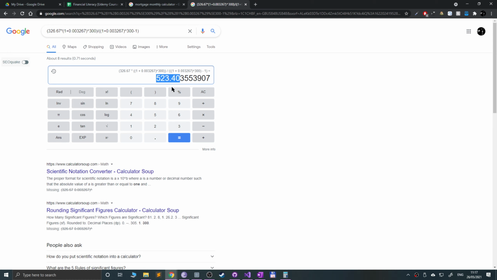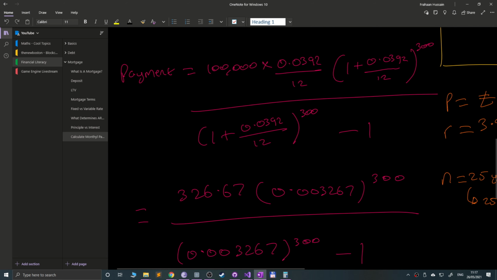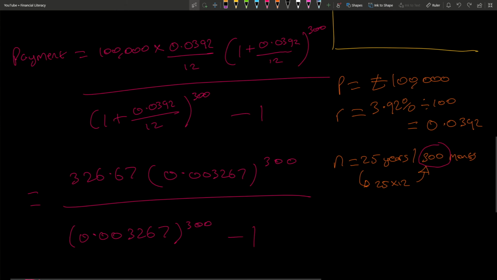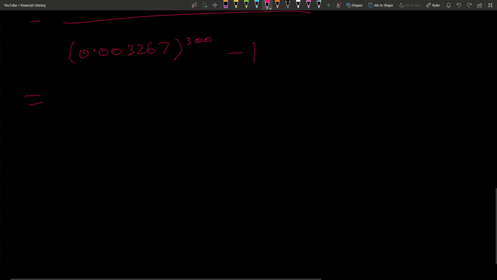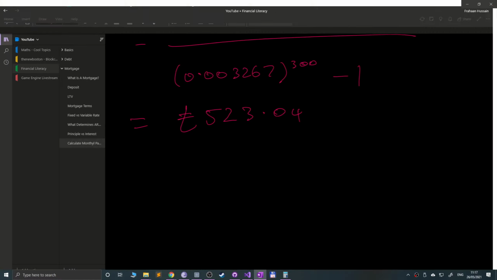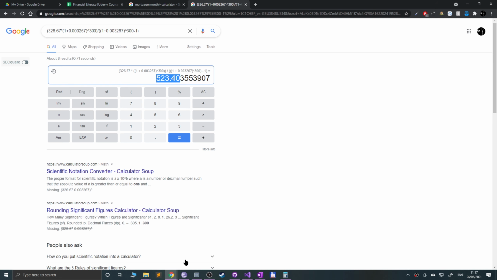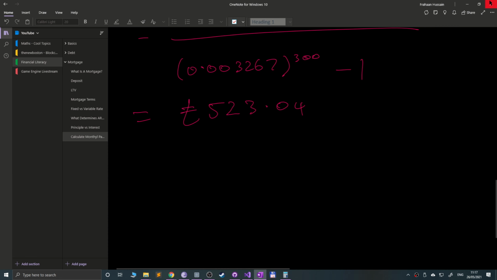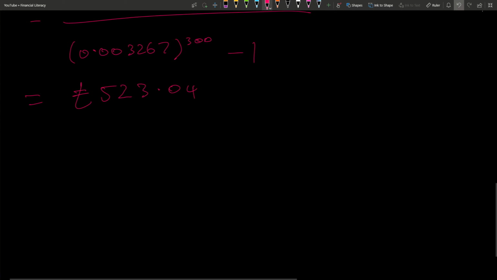So if we get that, £523.04. So it's £523 and was it 40 pence? I believe it's 40 pence, wasn't it? Was it 4 pence? And 40 pence.